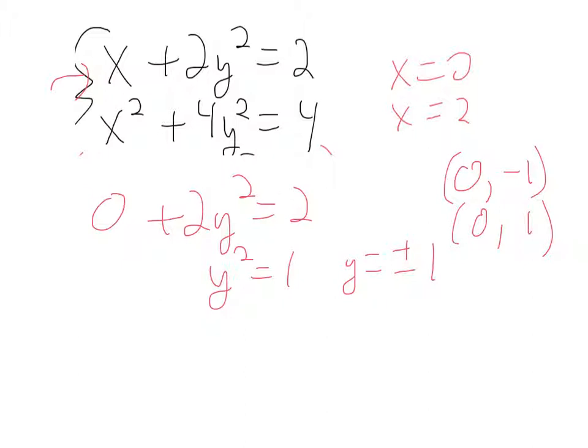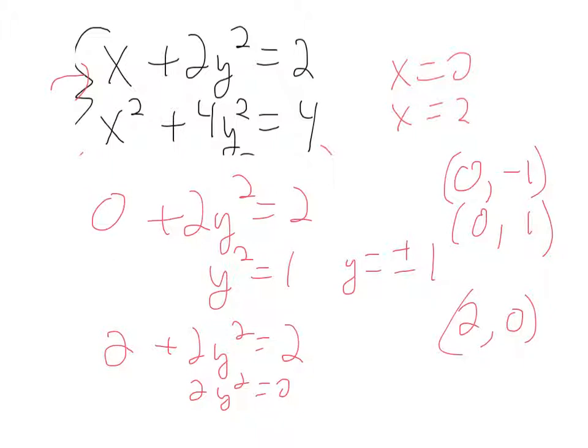And now when x equals 2, 2 plus 2y squared equals 2. If I subtract 2 from both sides, that leaves me 2y squared equals 0. And then when I divide by 2 and take the square root, I'm still going to get 0. So the other point is going to be (2, 0).